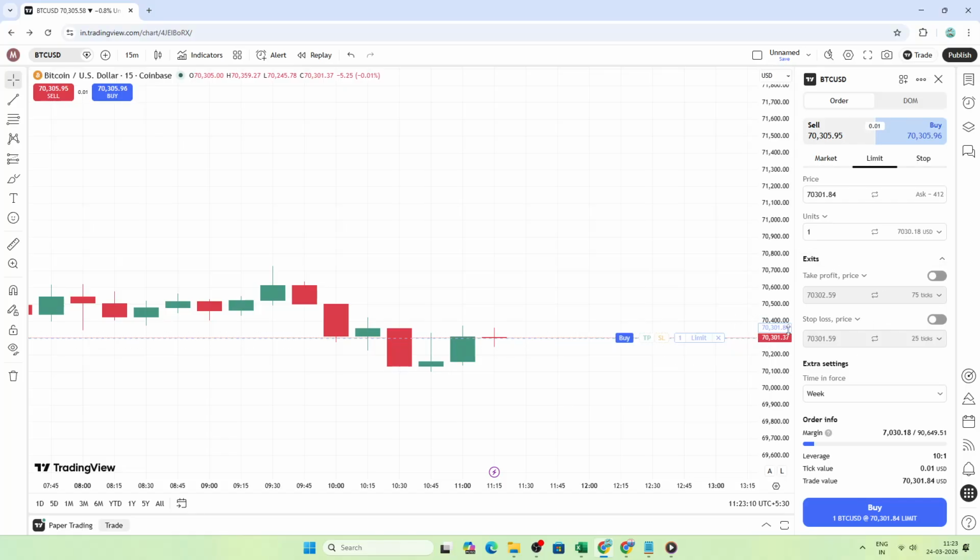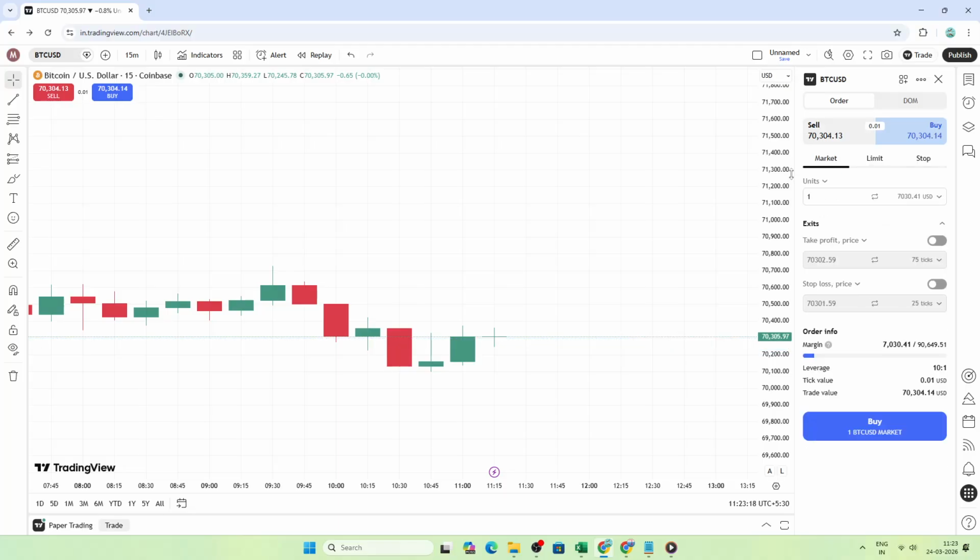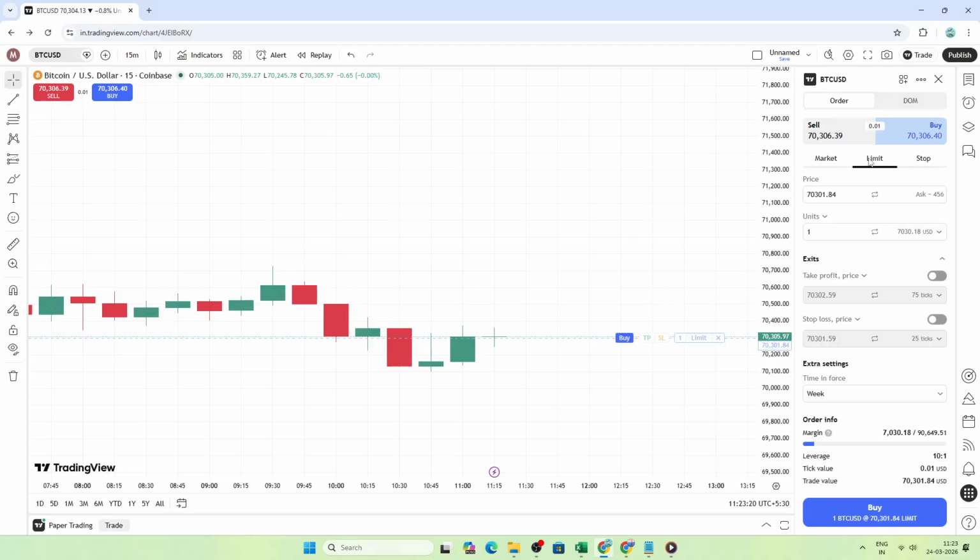Once the ticket is open, switch the order type to Limit. By default, many tickets start on Market, which executes immediately at the current price. Changing it to Limit ensures your order only triggers at your chosen price level, not before.